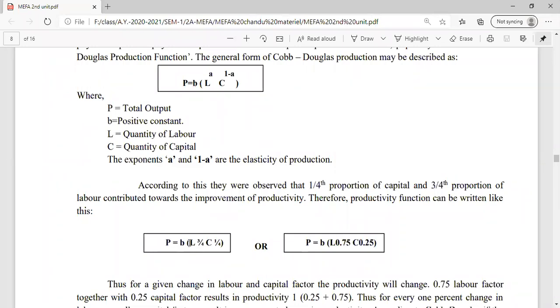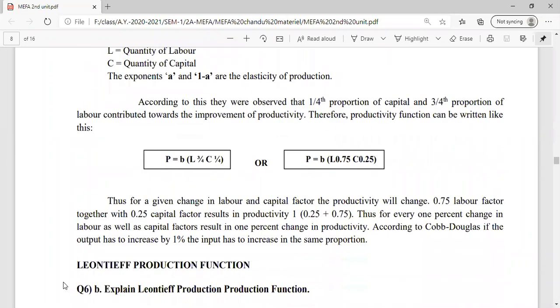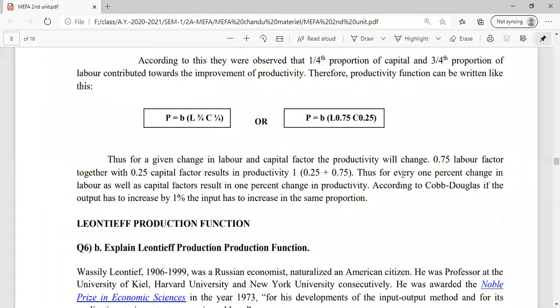P is equal to B to the power of, this is L to the power of 3 by 4. This is C to the power of 1 by 4. Okay, so they are the powers actually. So that's for a given change in the labor and capital factor, the productivity will be changing, right?